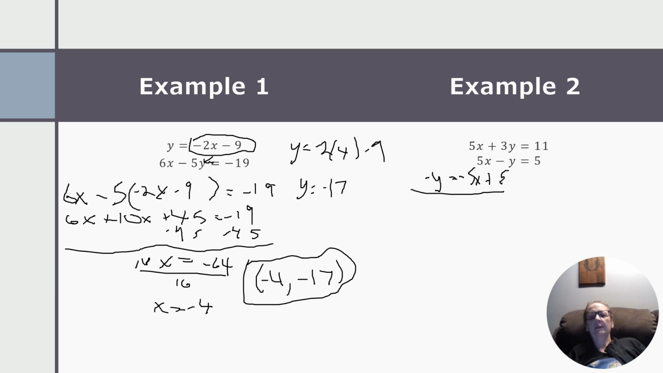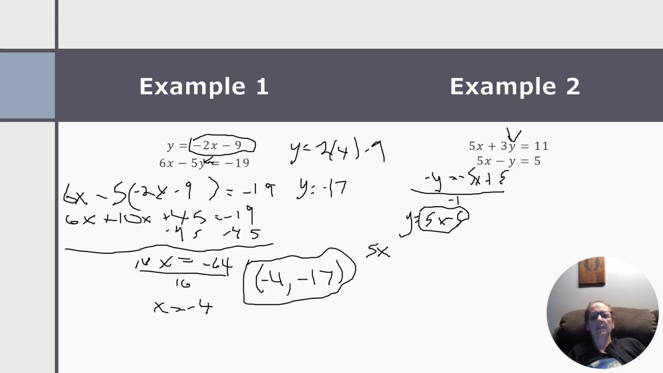Then I got to divide by -1. So I get y equals 5x minus 5. So that's the value of y that I'm going to plug in to this top equation because I used the bottom equation to solve.